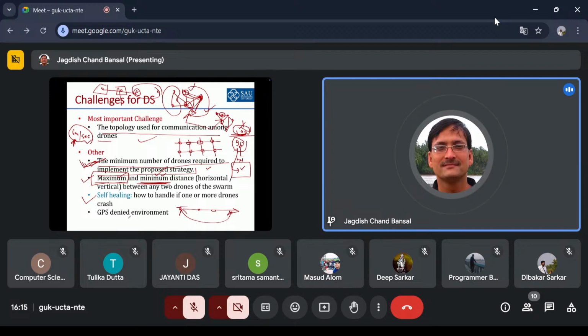Another big challenge is how to communicate, how to navigate, how to accomplish the task if there is a GPS loss, a GPS denied environment. If there is a GPS denied environment, in that case, how to take the decisions.